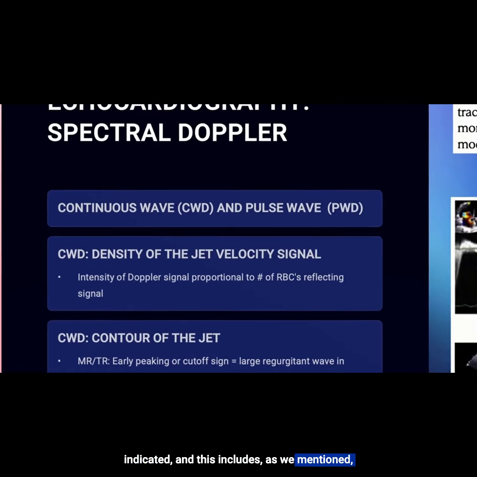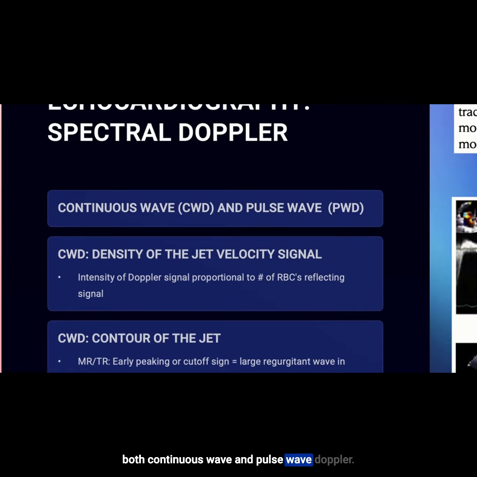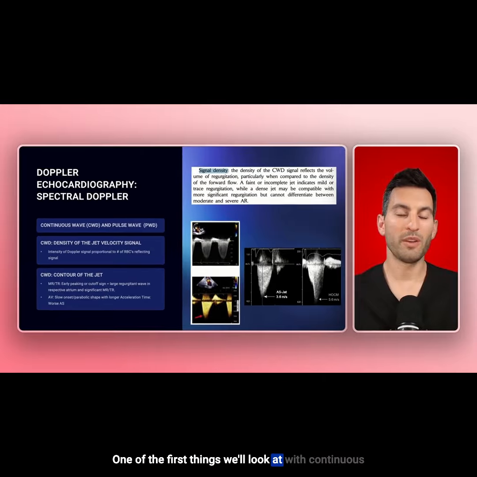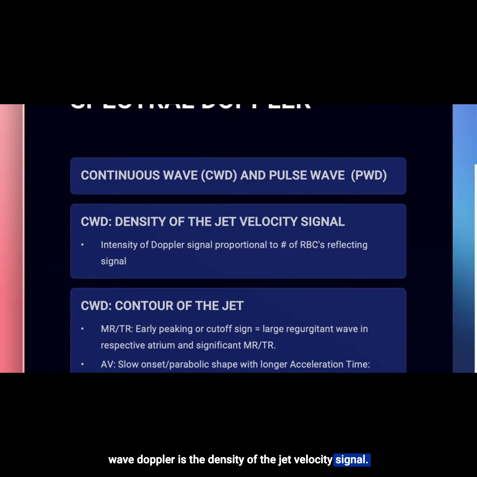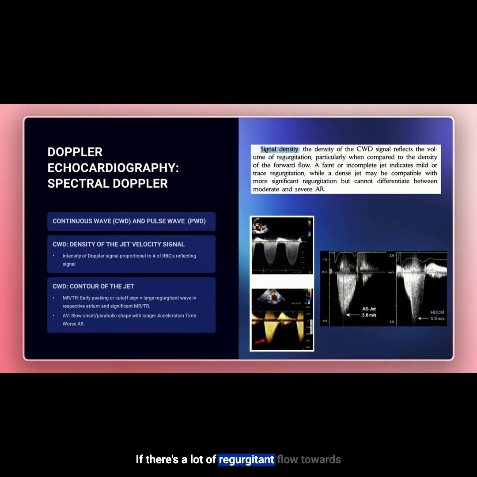The next part of the Doppler assessment is using spectral Doppler to assess a valve when it's indicated, and this includes, as we mentioned, both continuous wave and pulse wave Doppler. One of the first things we'll look at with continuous wave Doppler is the density of the jet velocity signal. If there's a lot of regurgitant flow towards the jet, you'll see a greater density signal.